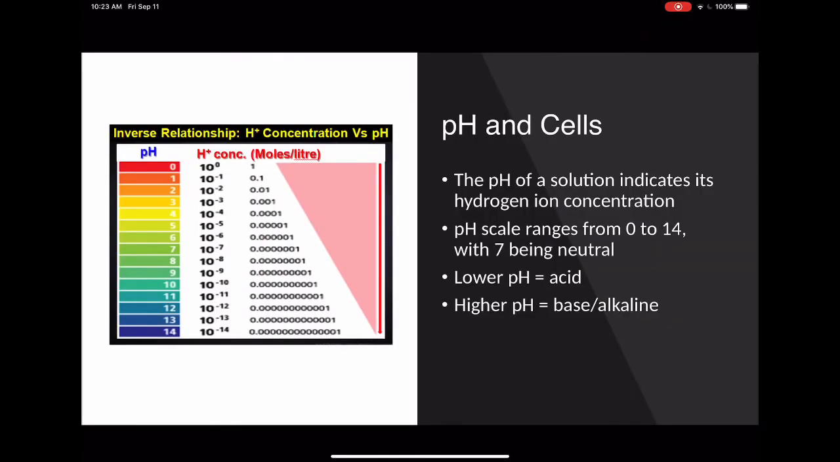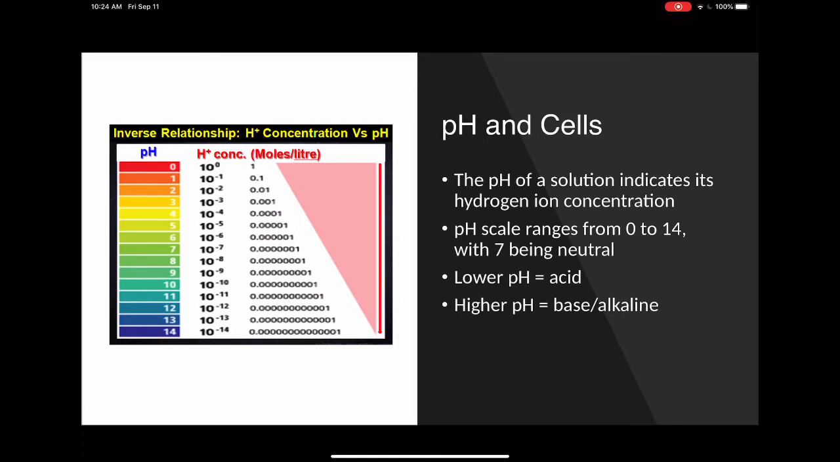All right, so pH in cells. This is another reason why compartmentalization of the cell increases efficiency. The pH of a solution indicates its hydrogen ion concentration. So basically that means whether it's more acidic or less acidic. The pH scale ranges from 0 to 14. 7 is neutral. It's neither too acidic nor basic. It's just water. Water is a pH 7. Most of our enzymes in our body function around a pH 7. So the lower the pH, it's more acidic, and the higher the pH, it's more basic or alkaline.